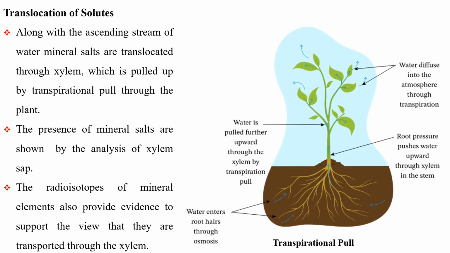Translocation of solutes. Along with the ascending stream of water, mineral salts are translocated through the xylem, which is pulled up by transpirational pull through the plant. The presence of mineral salts is shown by the analysis of xylem sap. The radioisotopes of mineral elements also provide evidence to support the view that they are transported through the xylem.